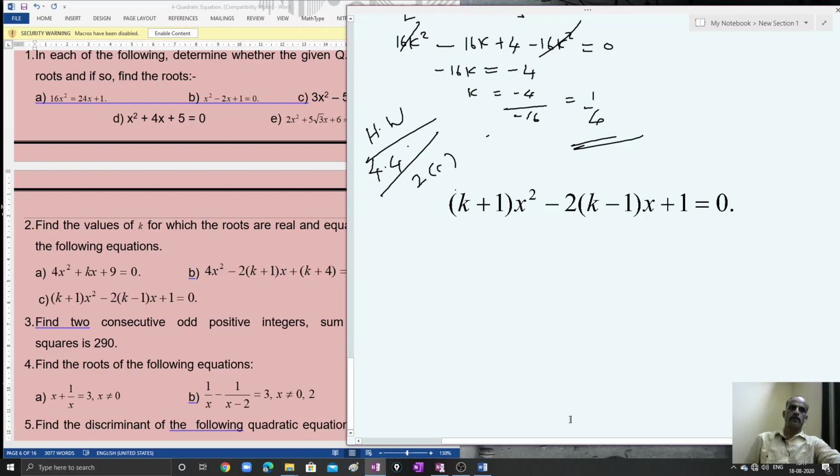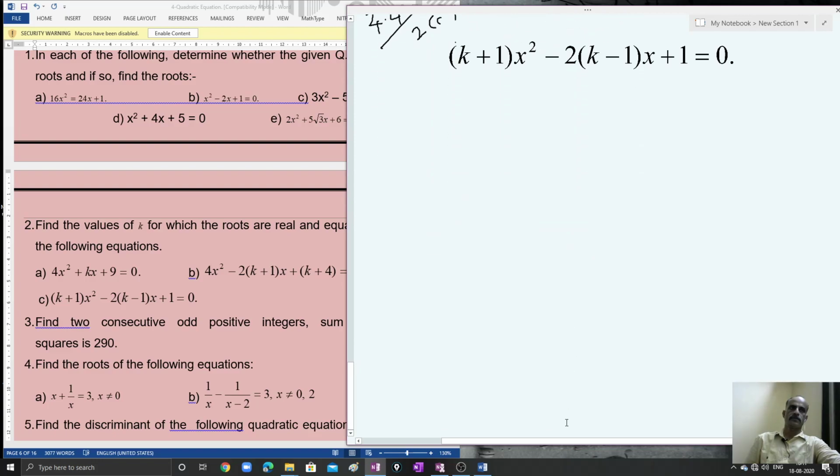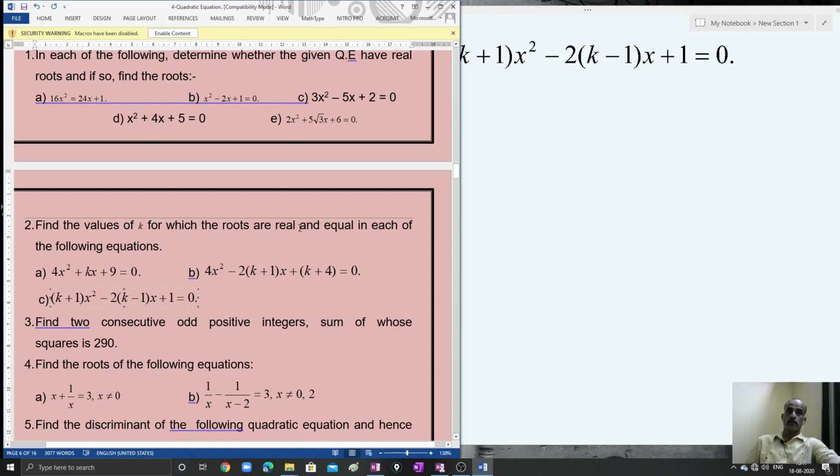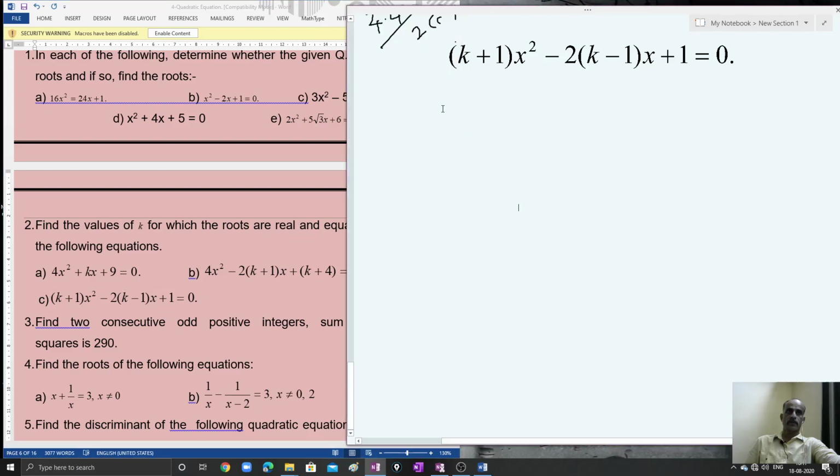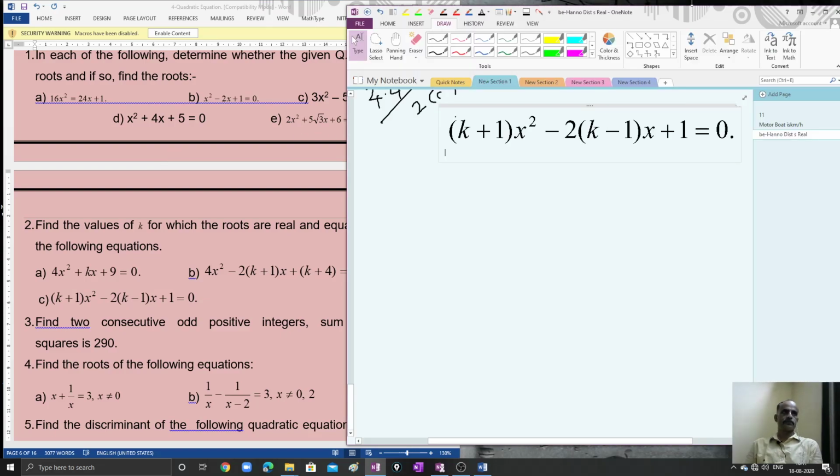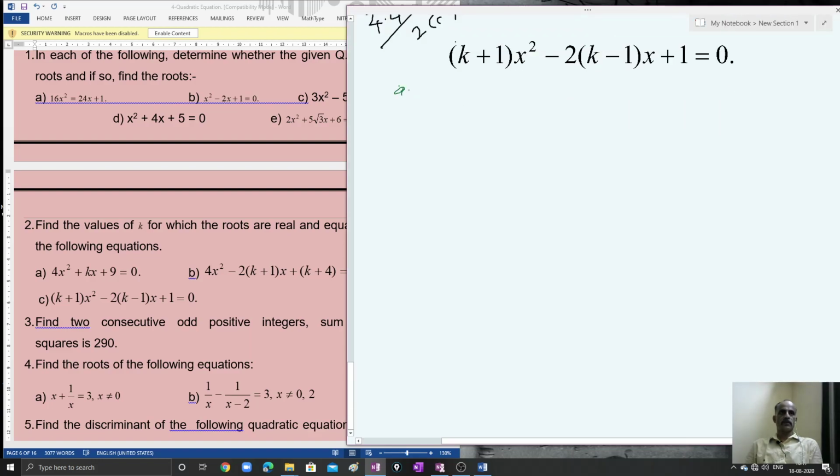This is the question, homework 2C, 4.4 2C. Find the value of k for which the roots are real and equal in each of the following, question number C. So, a is equal to k plus 1, b is equal to minus 2 into k minus 1, and c is equal to 1.